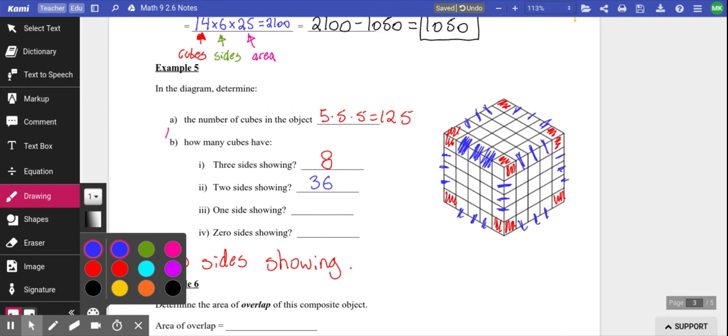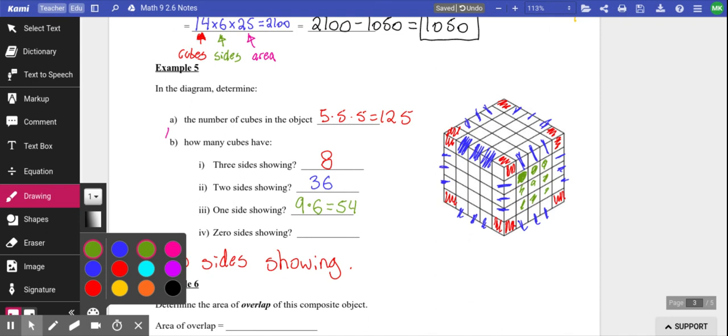The number of cubes that are showing 1 side. A cube that's only showing 1 side would be like this cube right here in the green. If you look, each side has a total of 9 that are showing 1 side. Since there's 6 sides to this thing, it'd be 9 times 6 for a total of 54. There's 54 one-sided shapes.